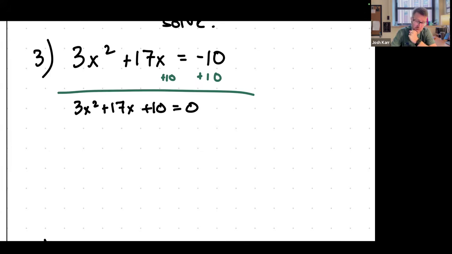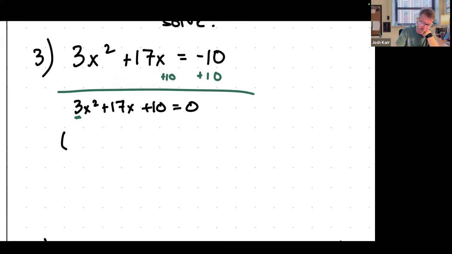Various methods. So this one has a leading coefficient of 3. We want to see if we can actually factor out that 3. Is there a greatest common factor here? Anything go into all of those terms? Nothing goes into 3, 17, and 10. So we are going to just navigate that 3. We are going to make our binomials. We want to multiply to get a 3x squared. So 1 and 3 is the only thing that will do that. So that's nice. So we got a 3x and a 1x.